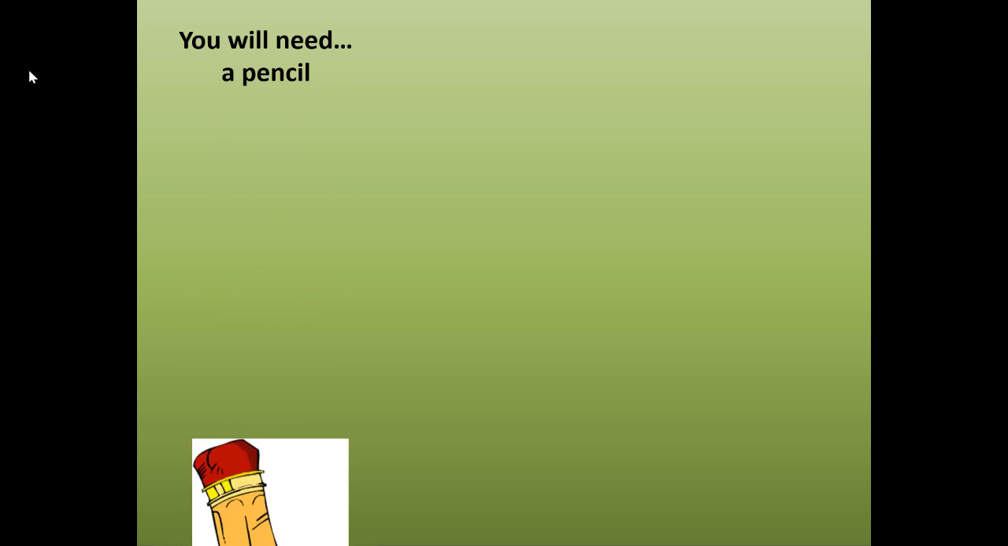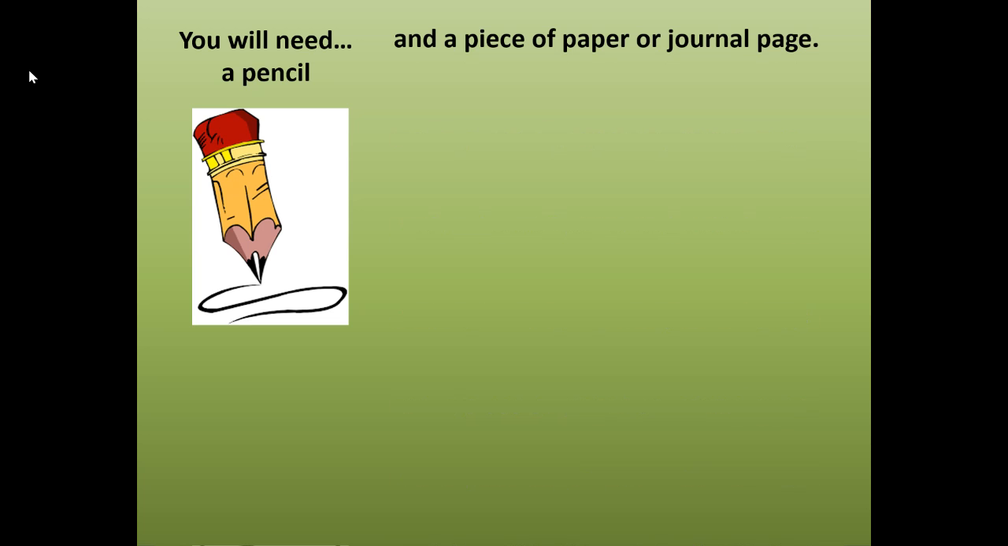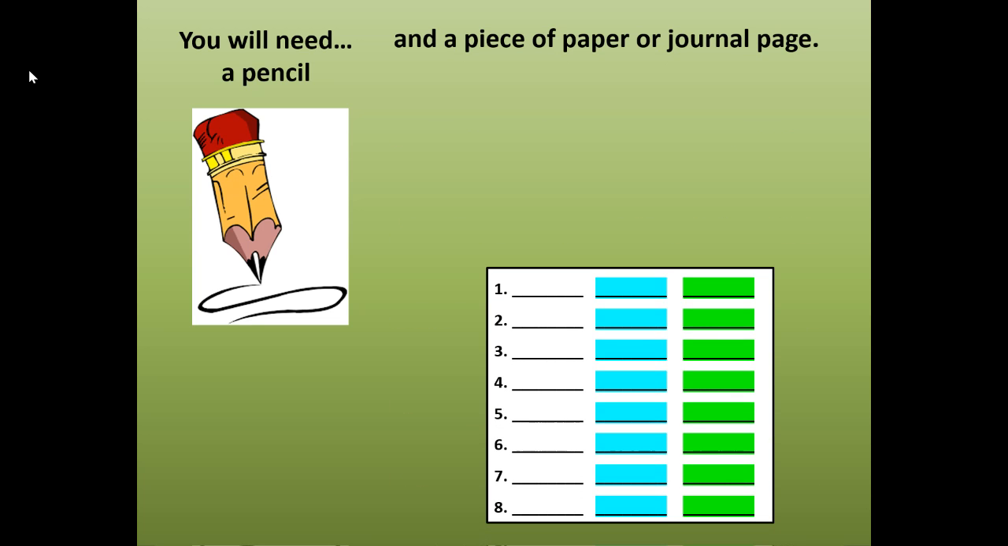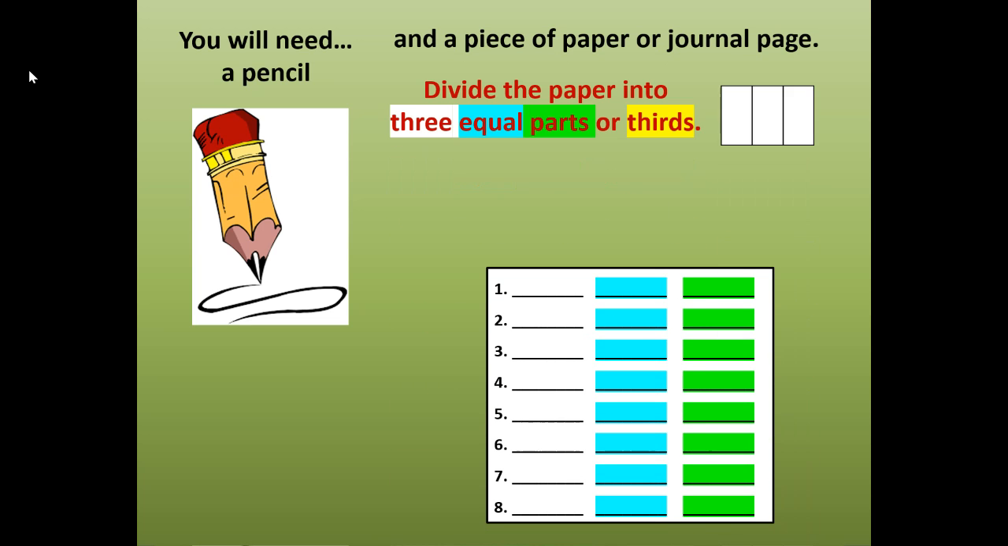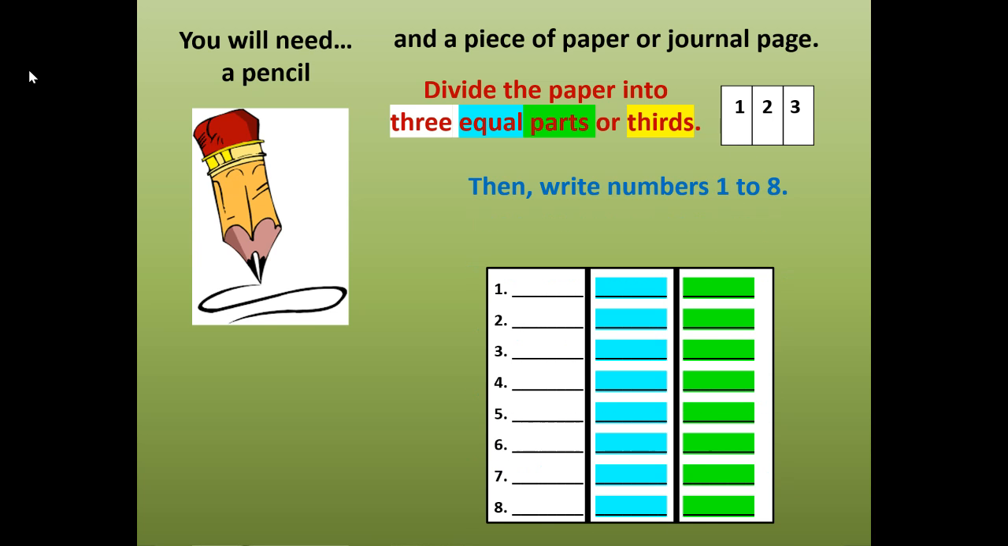So for this lesson, you will need a pencil and a piece of paper or journal page. And then you're going to divide the paper into 3 equal parts, 1, 2, 3, or thirds. And then you're going to write your numbers 1 to 8. And then for each number, you're going to write the vocabulary word. And in the second column, you're going to write a synonym.